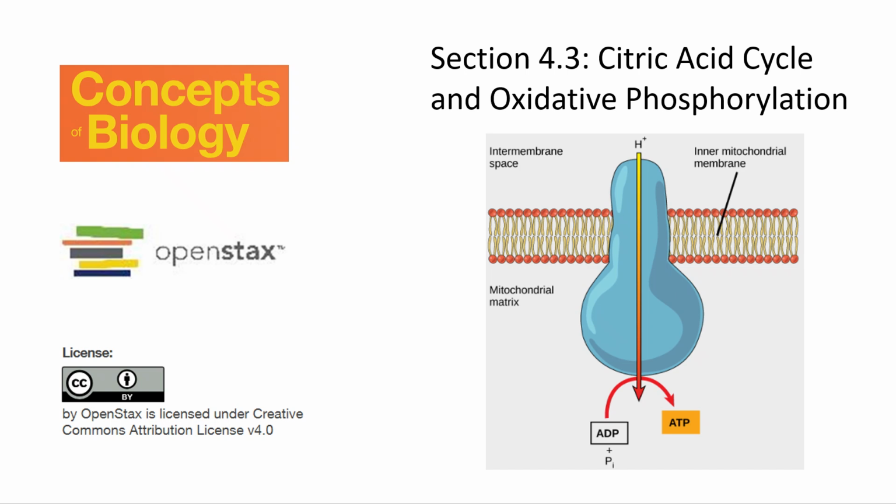Welcome to section 4.3, citric acid cycle and oxidative phosphorylation. In this section, we'll explore the fate of the pyruvate molecules produced during glycolysis and how cells extract even more energy by processing those molecules in the mitochondria. This is where the majority of our ATP is generated.